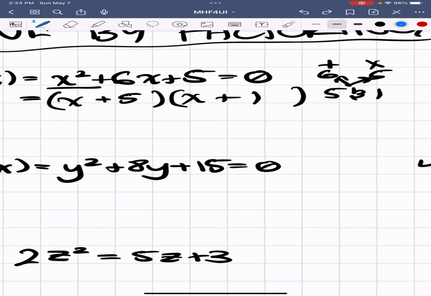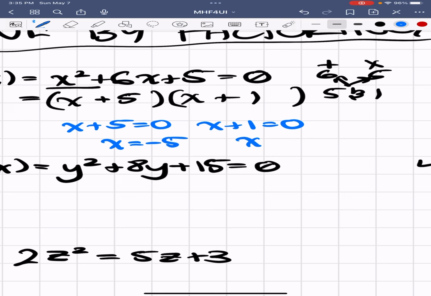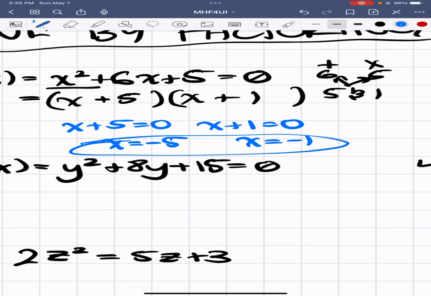So we just put each factor equal to zero. I'll show you in a different way. X plus 5 equals 0. X plus 1 equals 0. So x would be negative 5, and x would also be negative 1, and that's our answer.